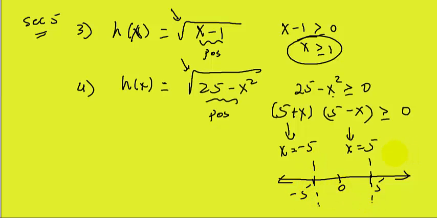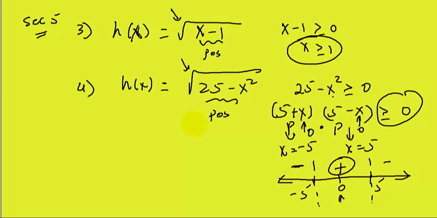Pick any number you can use here. 0 looks like a good one to work with. Put in 0 there, this becomes positive. Put in 0 there, this becomes positive. So positive times positive is positive. That means the other intervals are going to alternate. Where is this thing positive? It's positive there, so my domain is between negative 5 and 5.